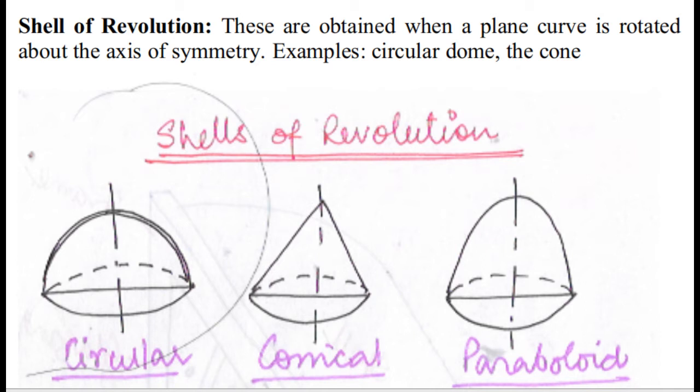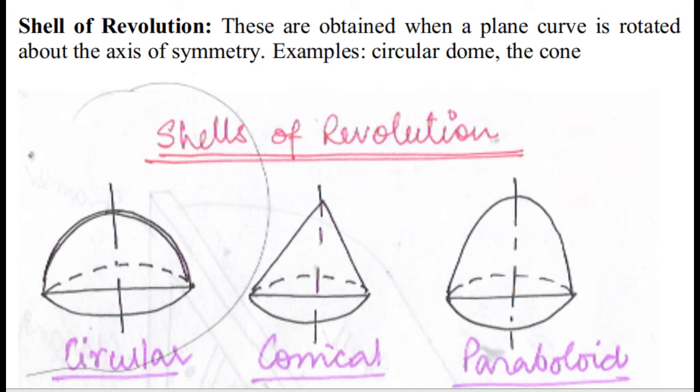Shells of revolution are obtained when a plane curve is rotated about the axis of symmetry. Here I have shown you three examples. One is a circular dome, another is the conical dome, and another is the paraboloid. So these are the shells of revolution.